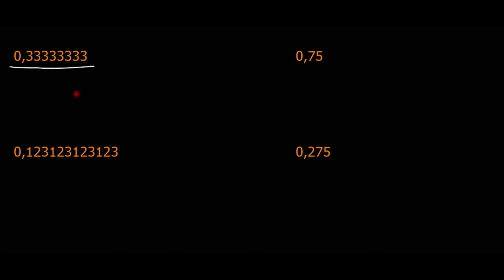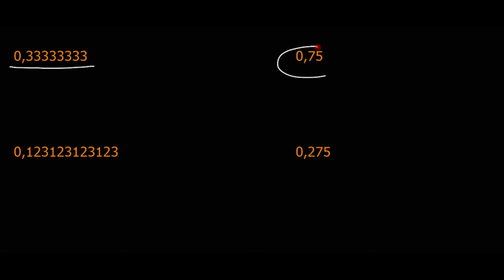We have 0.33333. You can see that this decimal doesn't end. Sometimes you can press a certain number in your calculator and create something like this, where there is a pattern. So this decimal repeats in a pattern, a recurring decimal. This decimal doesn't end, but it has a specific pattern.